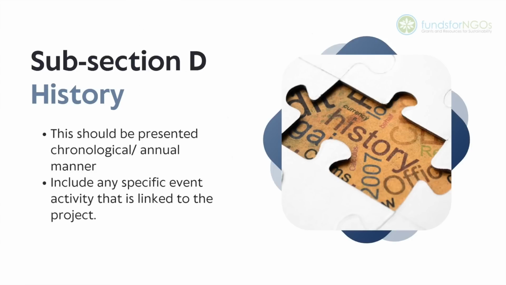History of the organization. The last section under organizational details seeks information about the history of your organization. This should be presented in a chronological or annual manner. Typically, this section would begin with the date when your organization was registered. Remember to include any specific event or activity that is linked to the project.